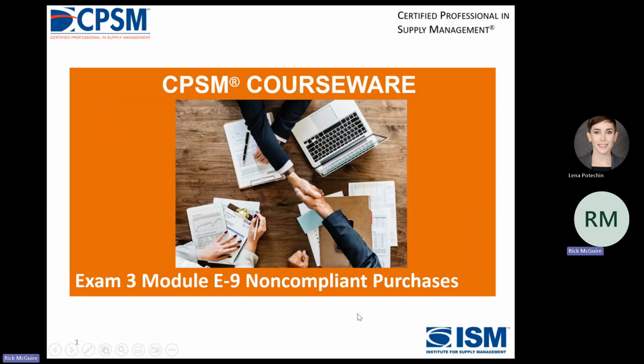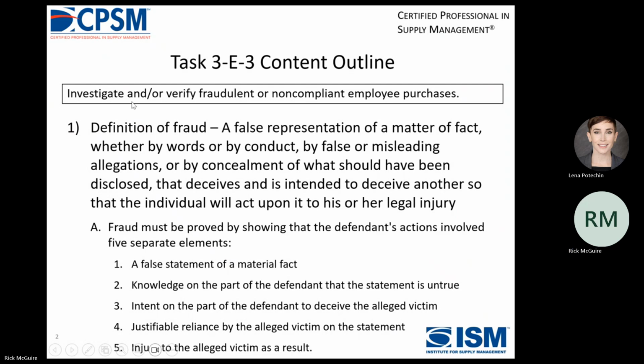Yep. Okay. So non-compliant purchases. Investigate and/or verify fraudulent or non-compliant employee purchases. So this is a new module they added when they redid this thing.